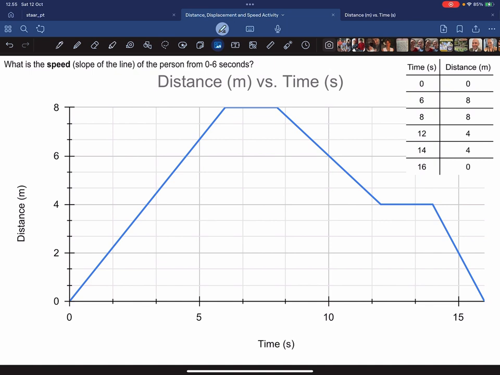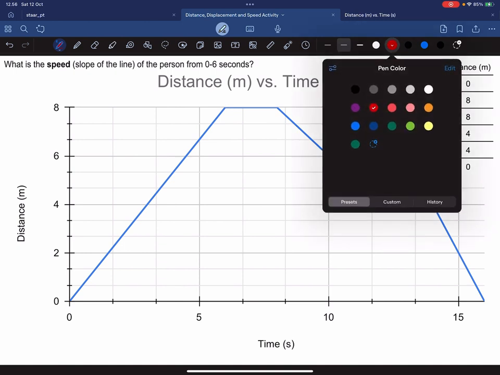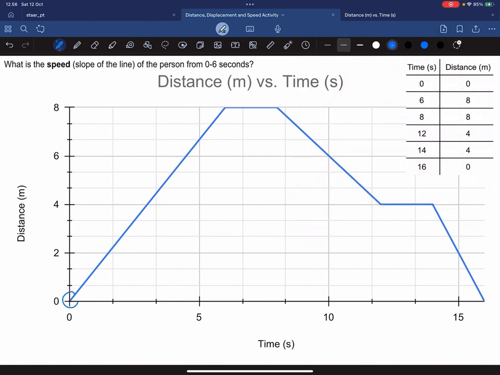All right, what is the speed, the slope of the line of the person from 0 to 6 seconds? Okay, now you're going to be using a ruler to do this, all right? I am going to be using the tools from my iPad. So where you would be using a ruler, I'm going to be using a red line, all right? So what you're going to do is you're first going to figure out what is the part from 0 to 6 seconds, right? So this is 0 seconds right here. Let me actually mark that with an arrow. This is 0 seconds right here because this is time, right?